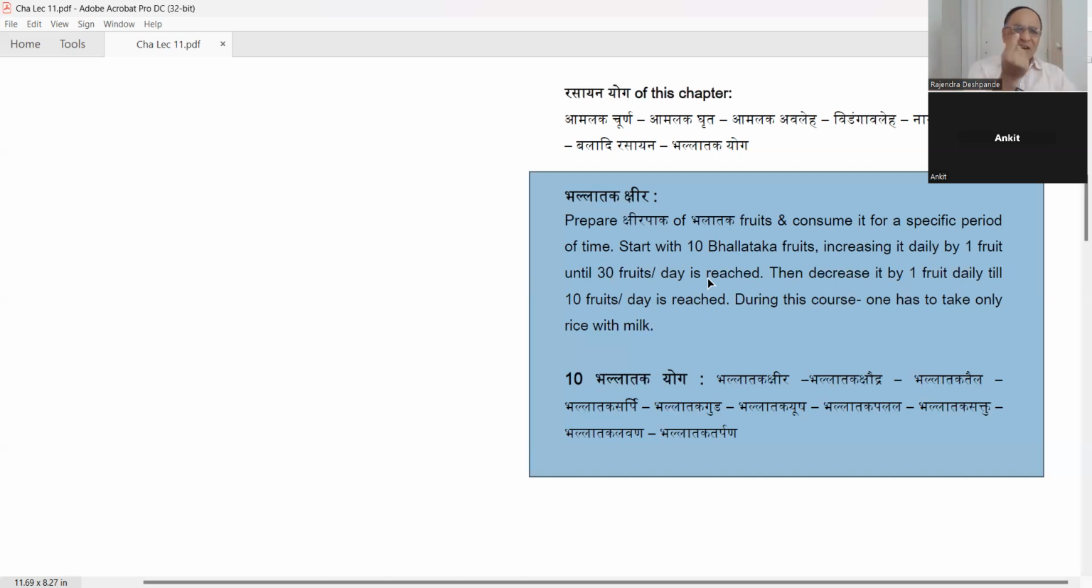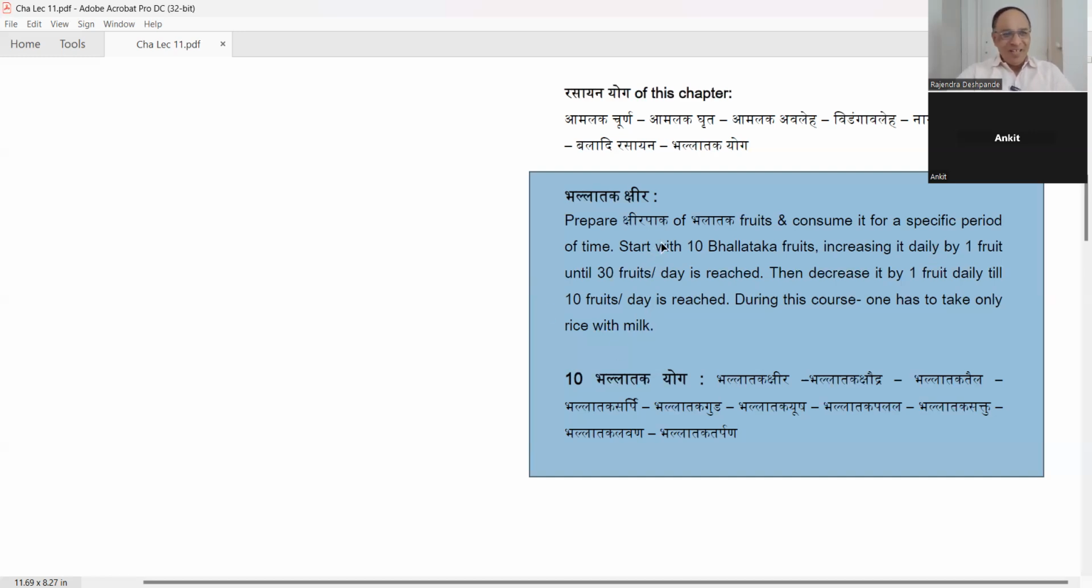Same method. 1 Lendi Pippali, 1 cup milk, 1 cup of water on the fire. Boil the water. Chew the Pippali, not Bhallataka. Chew the Pippali, drink the milk. That will come next. Okay, but that is theoretical. You have to write down theory also in the exam, not only what Dr. Deshpande is telling. Write also whatever Charak has written.